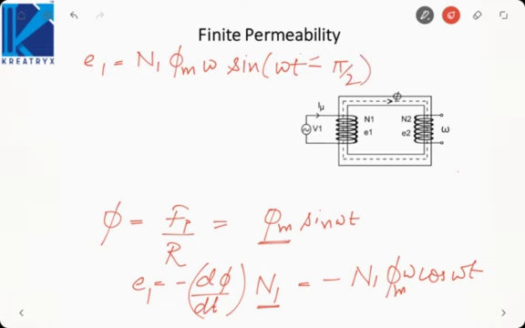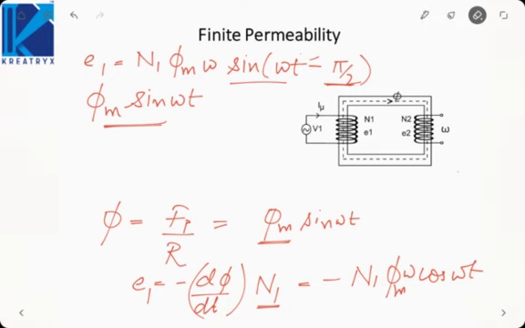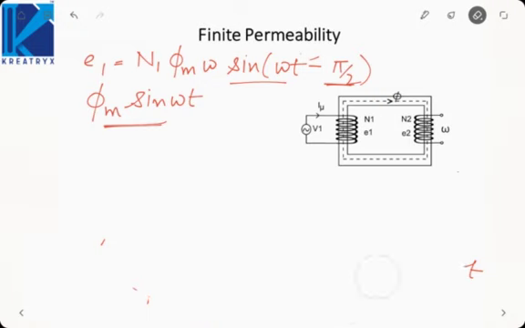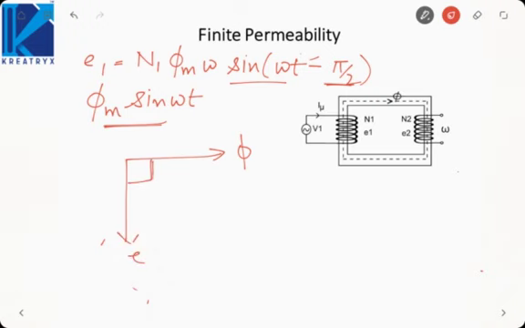Now if you observe, the flux was phi m sin omega t, but EMF is sin of omega t minus pi by 2. That means the induced EMF lags the flux by 90 degrees. If we represent flux in phasor form, if this is my flux, then EMF will be lagging by 90 degrees, that is 90 degrees clockwise. This is how we represent the flux and EMF in phasor form.